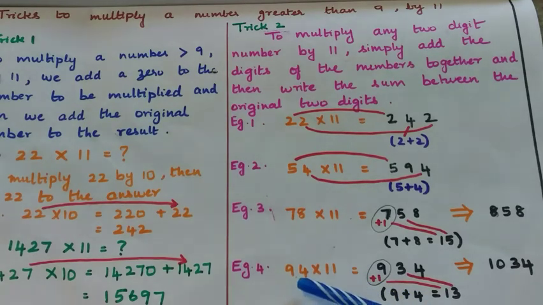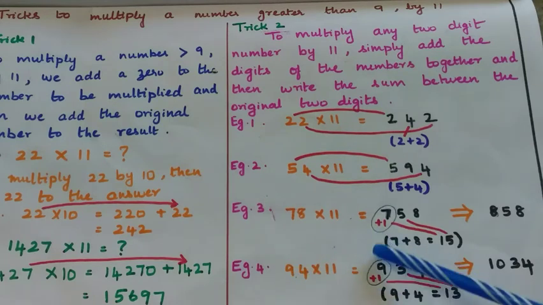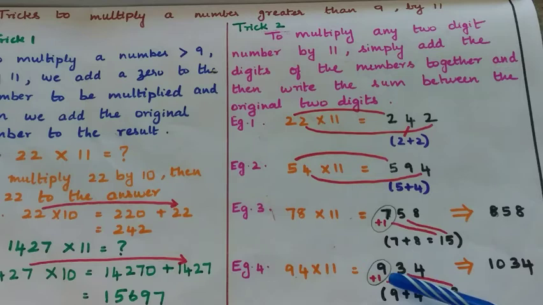Say for example, you need to multiply 94 by 11. So you need to write 9 first and 4 last and leave some space in between. Now what is the sum of 9 and 4? It is nothing but 13. So 13 is a double-digit number which should not be written as such here. You need to write just the ones digit here and carry the tens digit to the number before. So you need to carry over 1 to this first digit 9. Now what is 9 plus 1? It is nothing but 10. So the result is 1034.